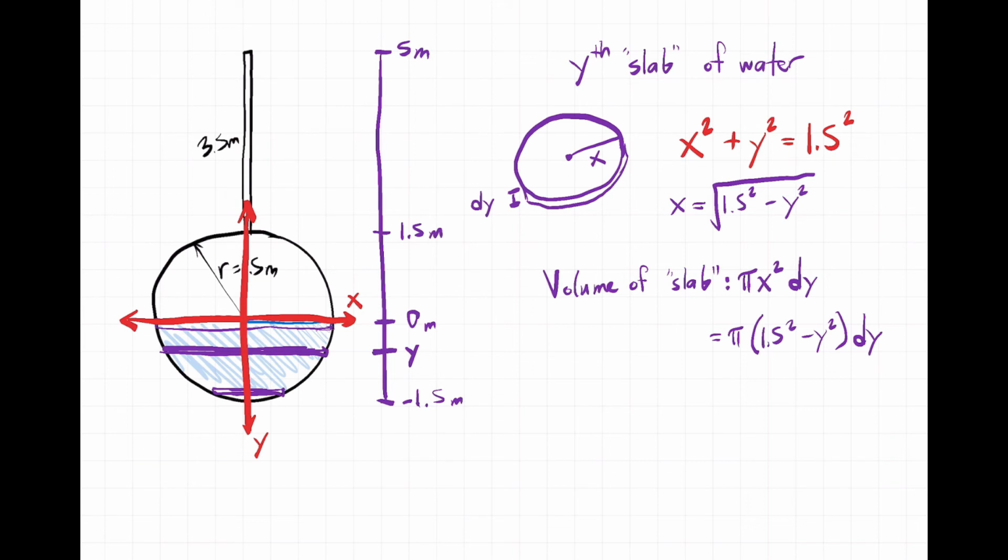Notice that our x had a square root in it, but because we're squaring the x, the square root has gone away.